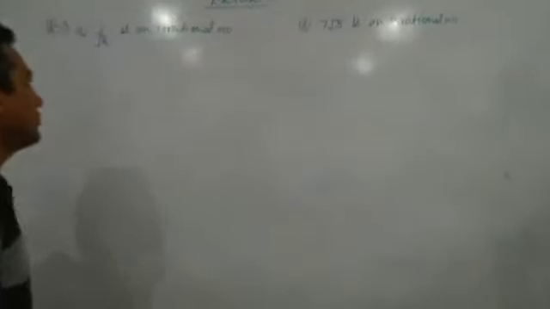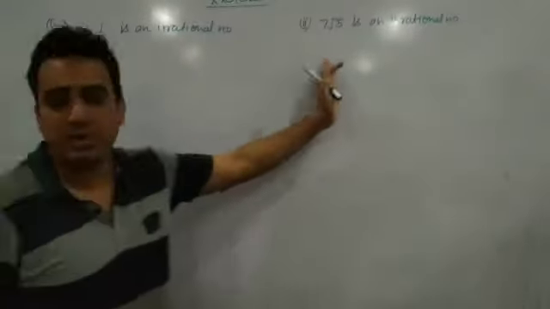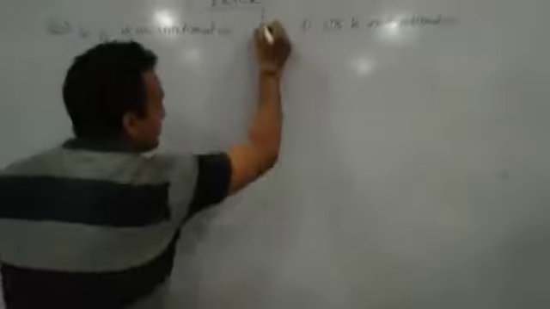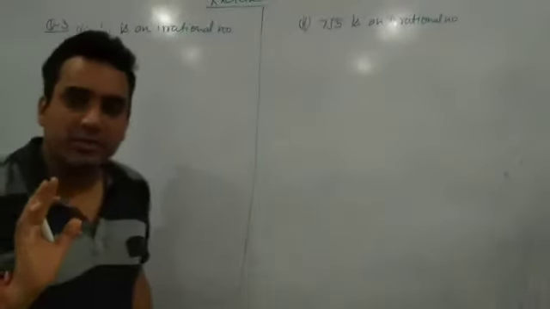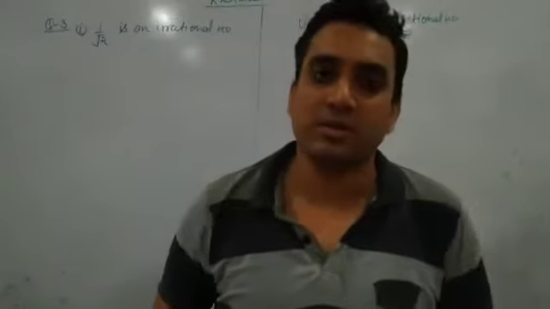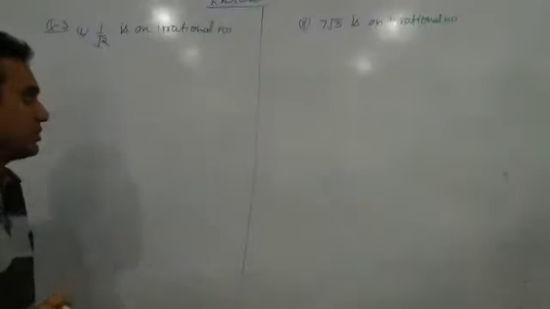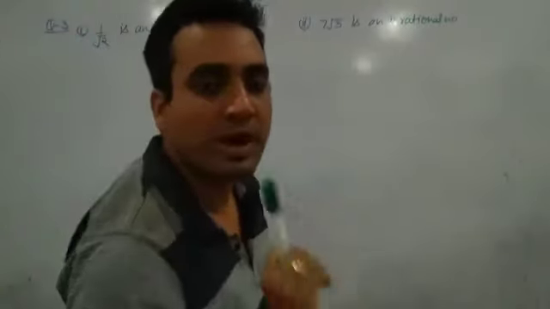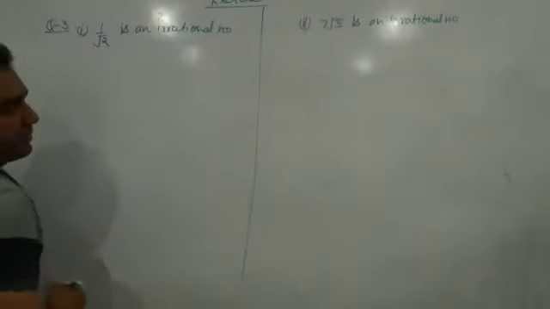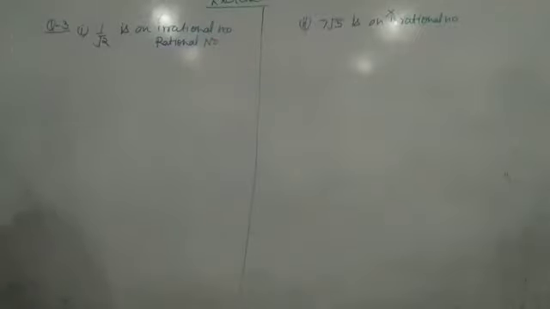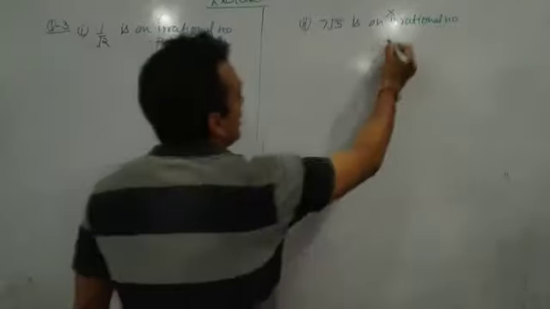So students, in order to solve these types of questions, what will be our first step? As you all are watching my videos and doing the questions very carefully, you know that we are going to solve them by the method of contradiction. So what is the method of contradiction? We have to assume that these numbers are not irrational numbers. Instead of this, we have to assume that they are rational numbers.